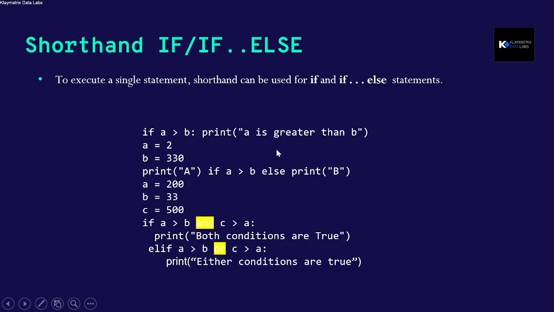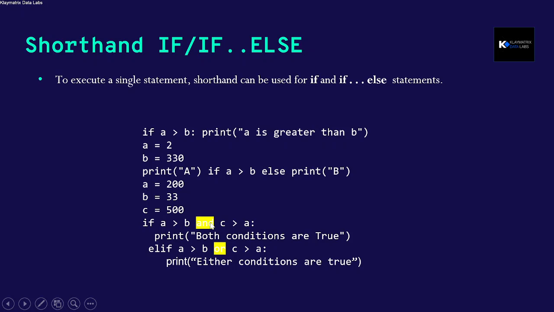And finally, there's a shorthand of the if and if else statement. Shorthand is basically a single line of code. For example, if a is greater than b, then just print, and I write it in a single line. Also, I can write code like this: a is 2 and b is 330, and I say print a if a is greater than b, else print b. This is in a single line. Whatever I write first is executed if true, and what comes after else is executed if it's false. So these are the shorthand codes.